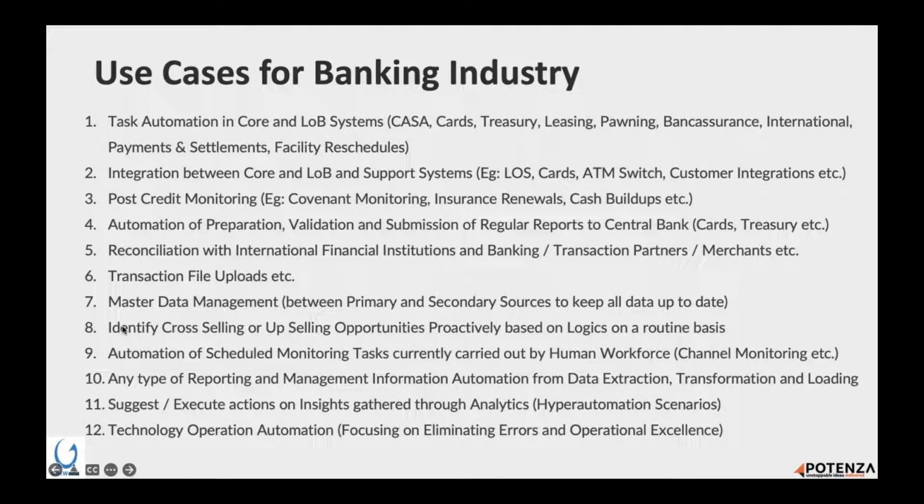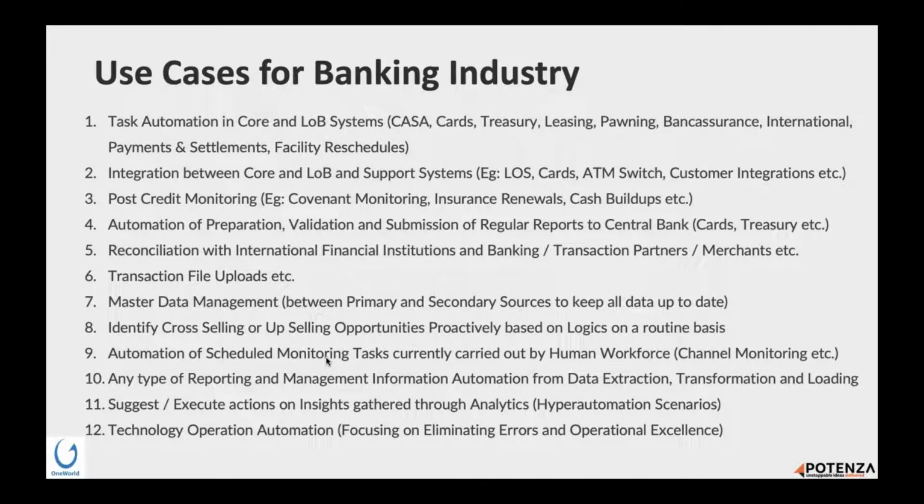Point number 7, something very important, master data management. Now, if you really look at it, if you're maintaining 2 different profiles for the same customer in your core banking and your electronic channels, you also need to find ways of synchronizing some of the master data you have, right? So how are you going to do that?